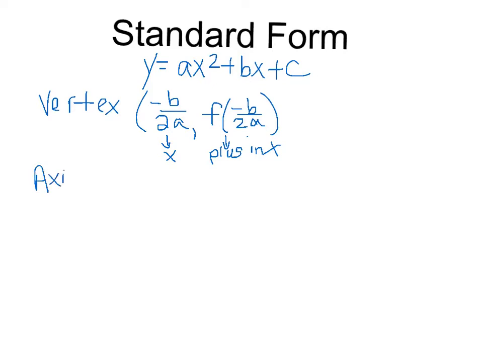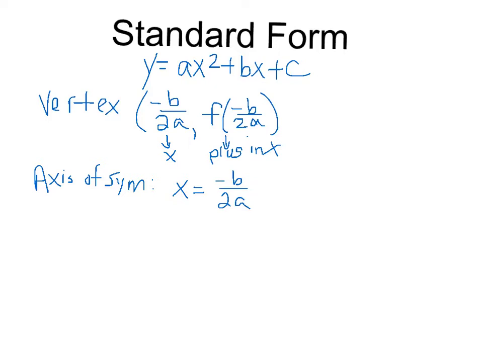On that same note, your axis of symmetry, we know, always goes through the x value of your vertex. Your axis of symmetry is going to be x equals negative b over 2a. You can say negative b, or you can say the opposite of b, because it's going to change the sign of whatever your b is in your function.